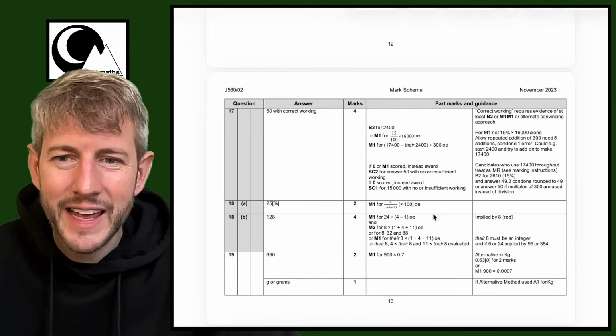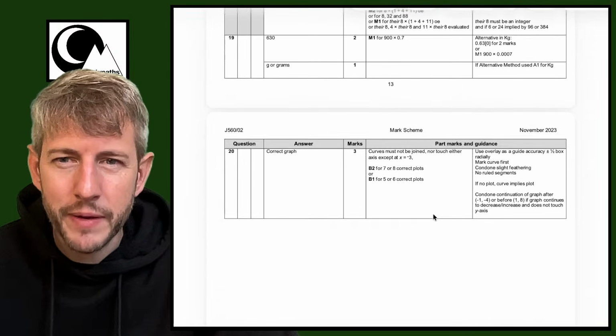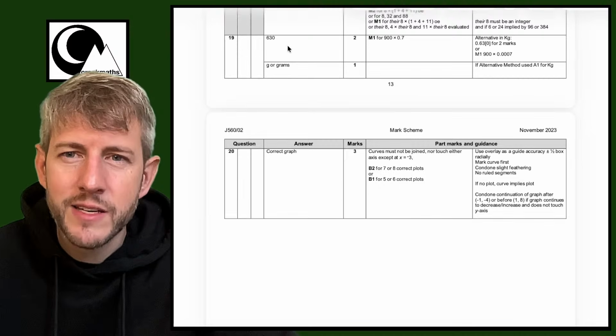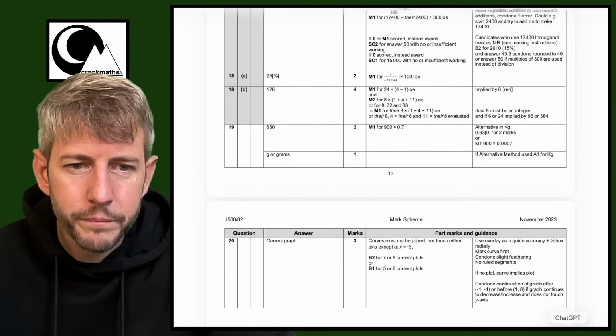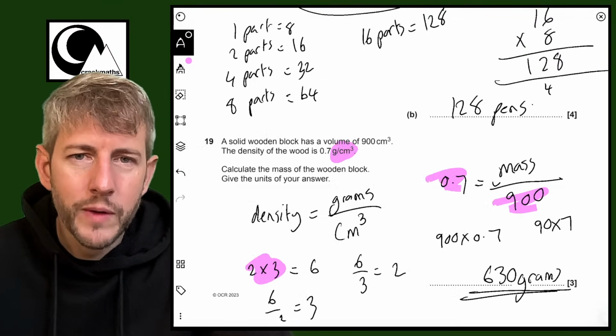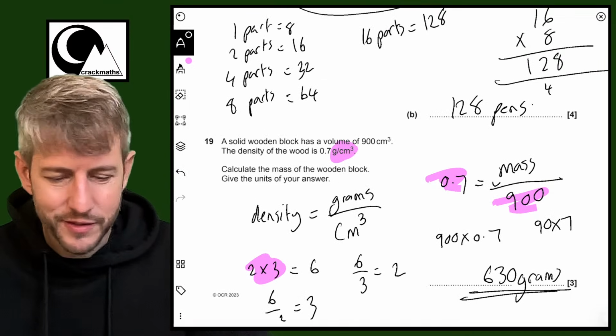Right, let's have a look at the answer to check that this section was correct. You can tell we're getting later on in the paper now because the questions are stepping up a bit. So here we go, 630, yep, 128. Wonderful. Let's have a look at the next section.